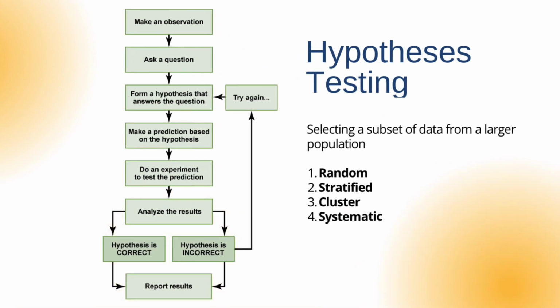Hypothesis testing. Hypothesis testing is a statistical method used to test a hypothesis or claim about a population. The process involves setting up a null hypothesis and an alternative hypothesis, collecting data, and using statistical tests to determine whether the null hypothesis can be rejected. Hypothesis testing is important because it allows us to make inferences about a population based on a sample. For example, if we want to know whether a new drug is effective, we can set up a hypothesis and conduct a study to test it.